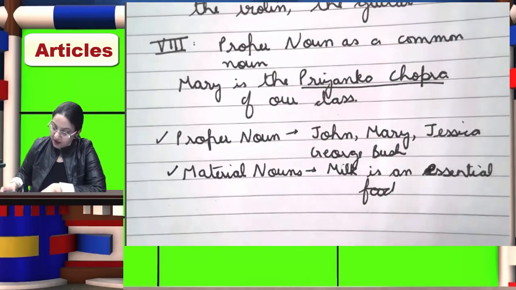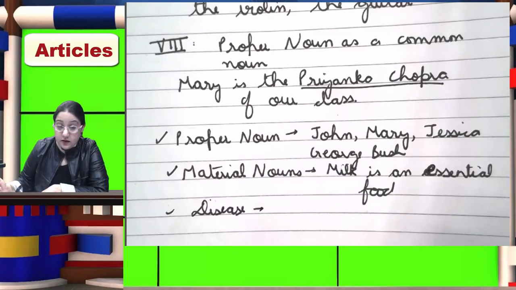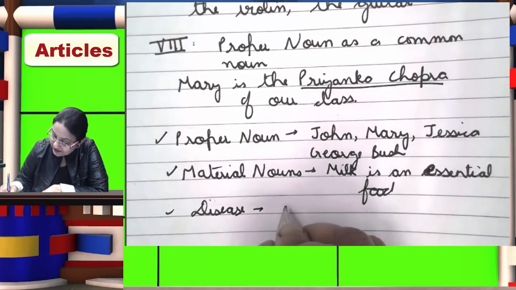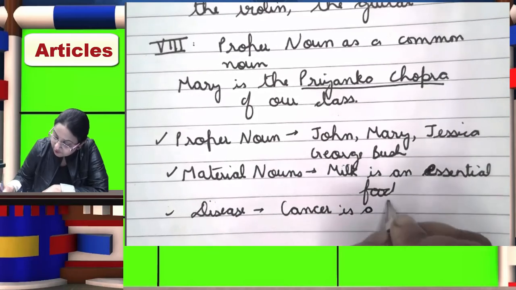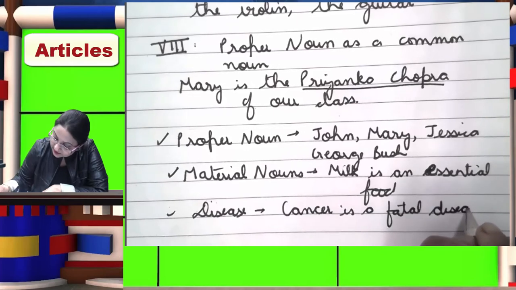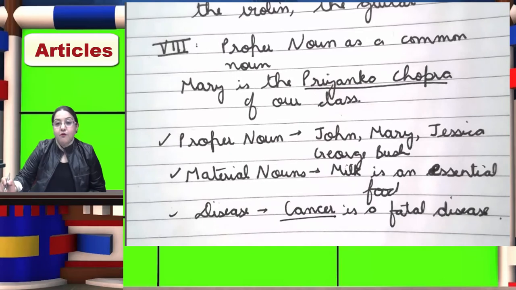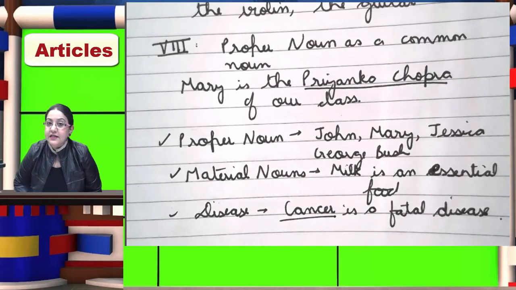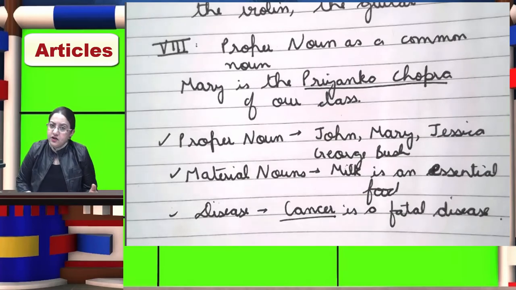With material nouns, I am not using an article. When I am talking about a disease, if I say cancer is a fatal disease, cancer is the name of a disease, and with the name of a disease, I am not using any article, not even the. Now these are the general rules that we follow in English.